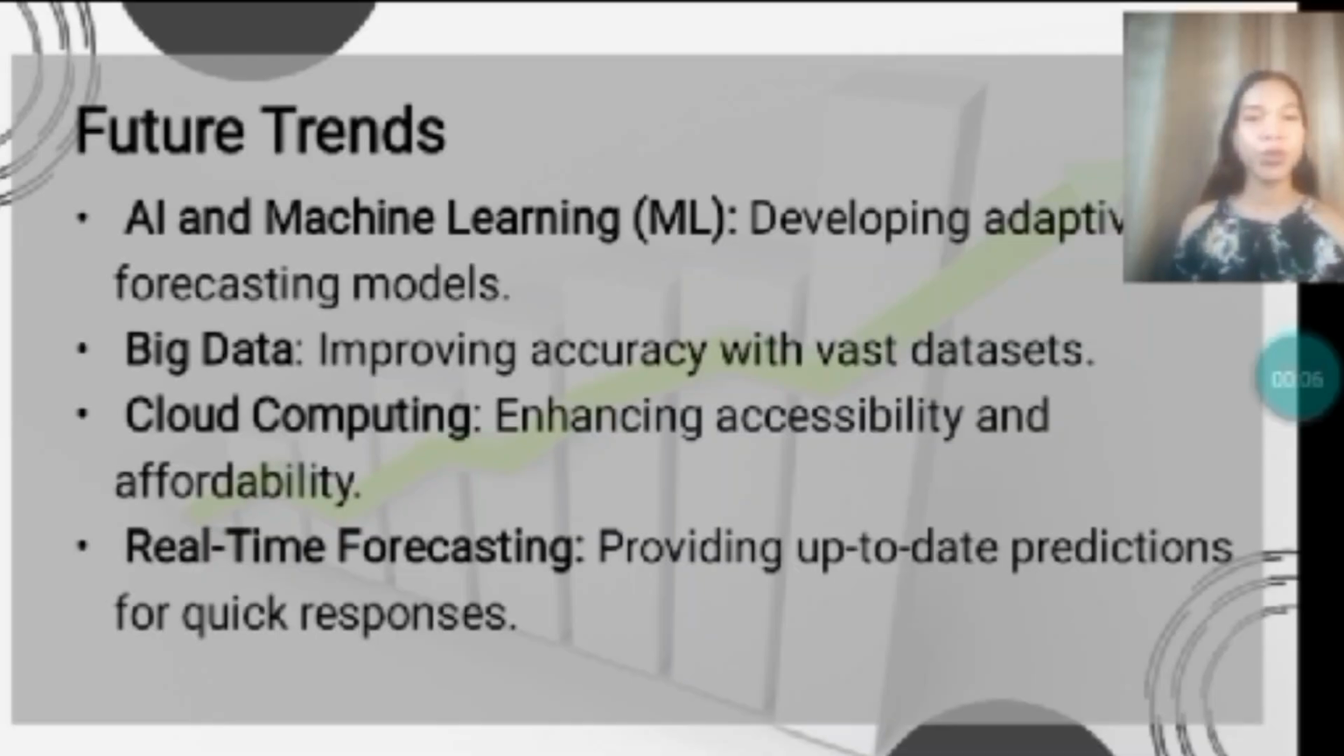We have also future trends. So first, AI and machine learning, or ML. Developing adaptive forecasting models, AI and ML can automatically learn from data and adjust forecasting models to improve accuracy over time. Also, we have big data. Improving accuracy with vast data sets. Analyzing large amounts of data from various sources can provide deeper insight and more accurate forecasts.